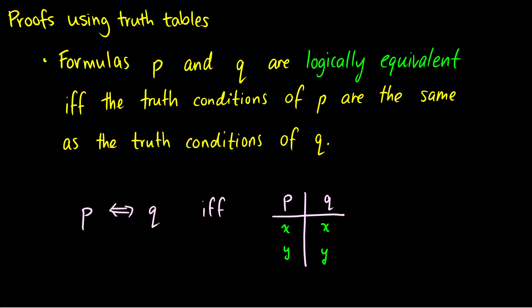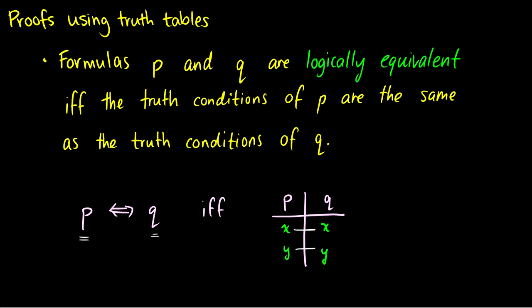Well, suppose I have two formulas P and Q, and I want to know if they're logically equivalent to each other. They're logically equivalent if the truth conditions of P are the same as the truth conditions of Q, which means that if the truth table column outputs exactly the same values in the exact same order, then P is logically equivalent to Q, which means that whenever we have P in our formula, we can just substitute it with Q and it's the exact same thing.